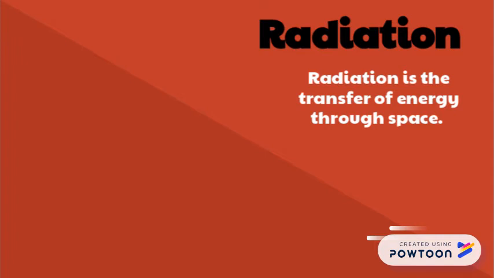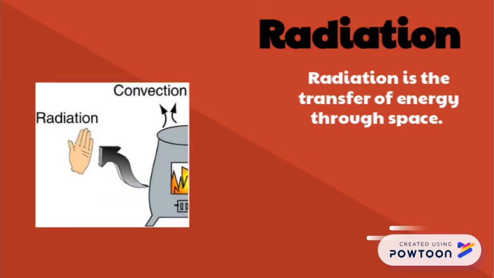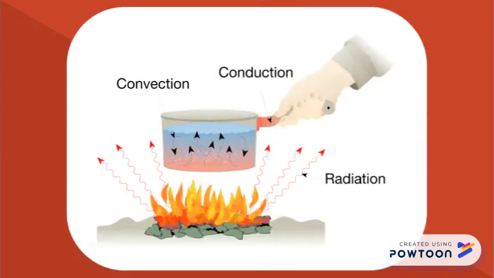Our last method is radiation. Radiation is basically the transfer of energy through space. So this means on our boiling pot, that radiation is actually the fire itself. When we put our hand next to a fire, we can feel the heat, but we don't actually have to touch the fire to feel the heat. That's radiation.